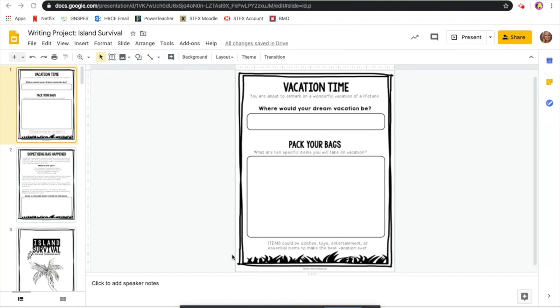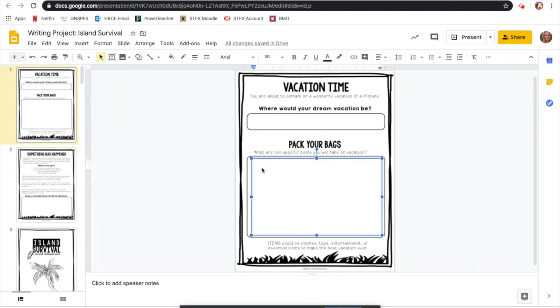So this first sheet is your planning sheet. So it's like you're actually getting ready to go on vacation. So you're going to fill in here where your dream vacation might be. And then you're going to pack 10 specific items that you're going to take on this vacation. So when I say specific, I mean you can't just write food. You have to write something like pasta or peanut butter, okay? It has to be very, very specific. Same with drinks. You can't just write drinks. Are you going to bring bottled water?